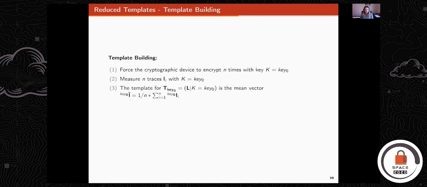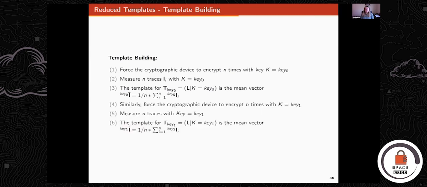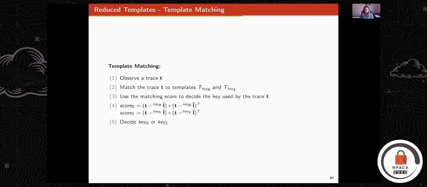And then we want to build templates. So we take this open device, and we encrypt a number of times with the same key, the so-called key zero. And then we measure traces all the time, and then we compute the template for this key, okay? Then we do the same for another key. You can think of it also as one bit of the key. That's what is suggested here, because we only have zero or one, but that's also a procedure that can then be iteratively repeated on all other bits or subkeys and so on. So we compute the template for the other one, and then the matching is simply, as we did before, observe a trace, and then we match to one of the two by computing the scores.